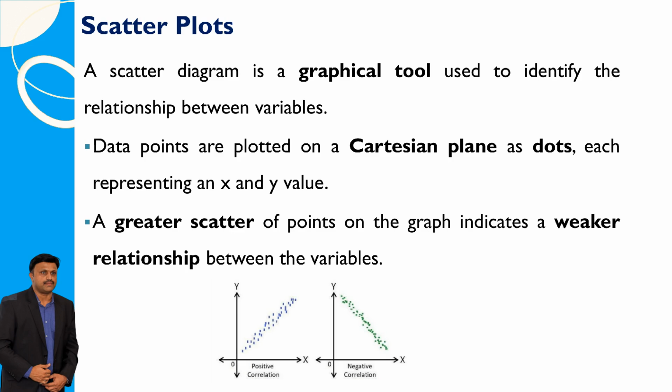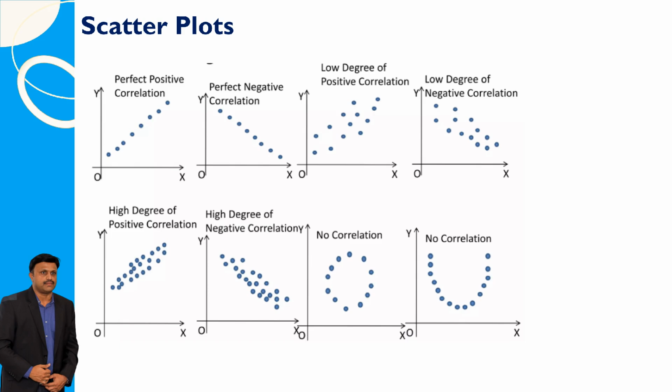A scatter diagram is a graphical tool used to identify relationships between variables by plotting data points on a Cartesian plane, with each dot representing an x and y value. A greater dispersion of points on the graph suggests a weaker relationship between the variables. Correlation between variables can vary in strength and direction.